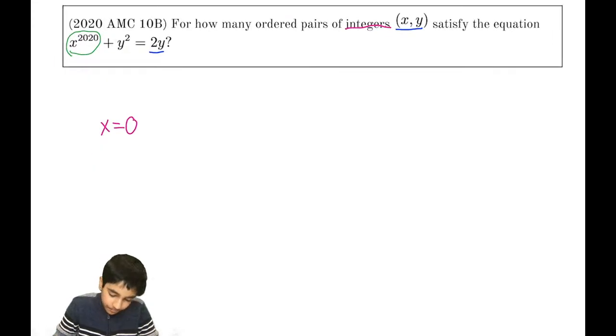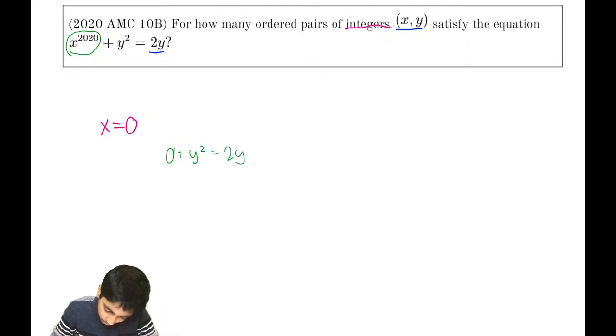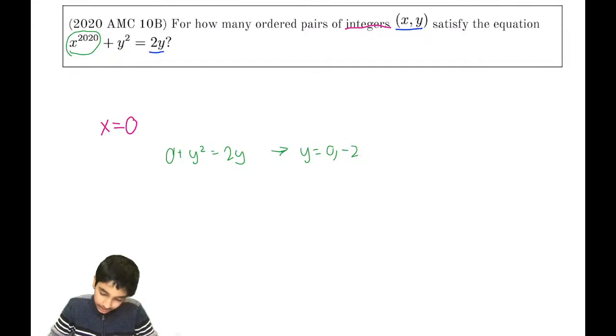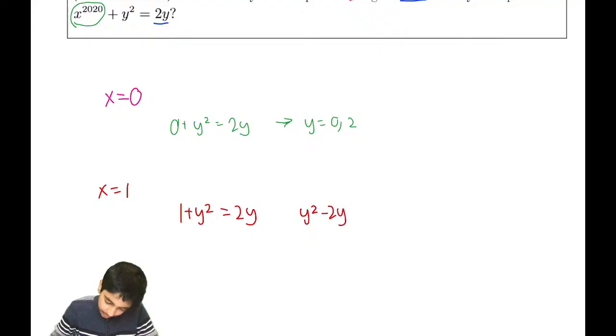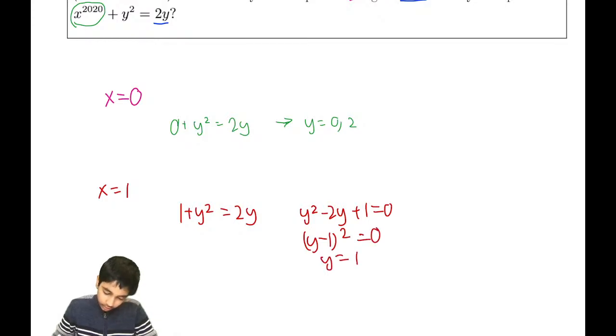Okay, so if x is 0, now we have 0 plus y squared is 2y. By solving the quadratic, which we learned in the first class on polynomials, y can either be 0 or 2. It's simple quadratic stuff. But now what if x is 1? If x is 1, now we have 1 plus y squared is 2y, or y squared minus 2y plus 1 is 0, or y minus 1 squared is 0. Which means y is 1. So y is 1 is the only solution in this case.